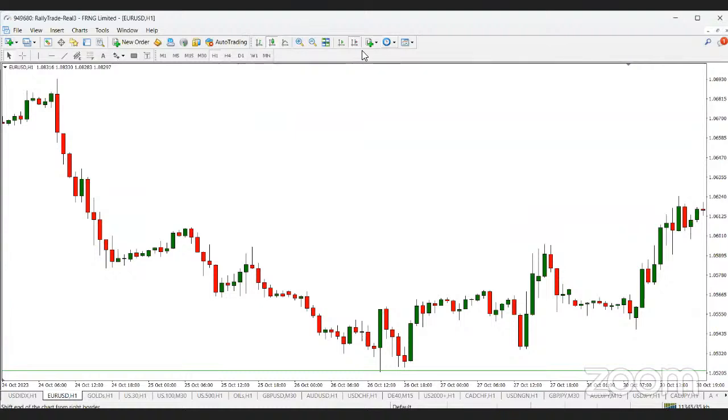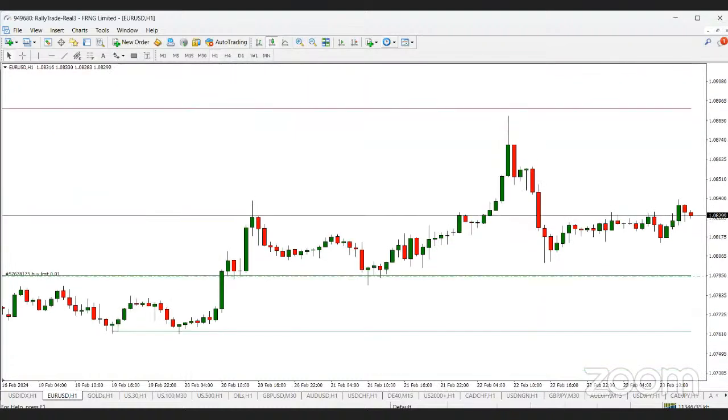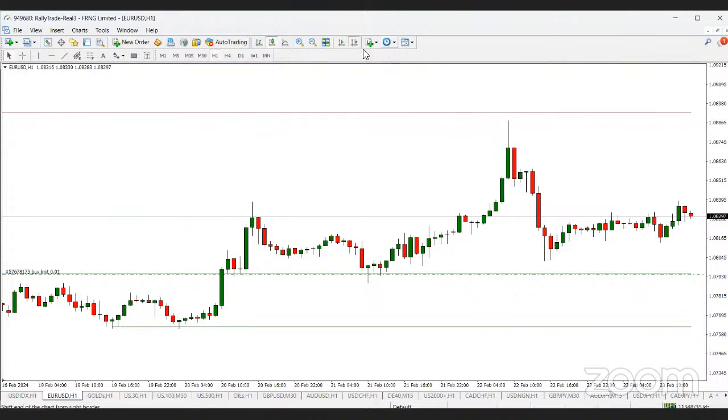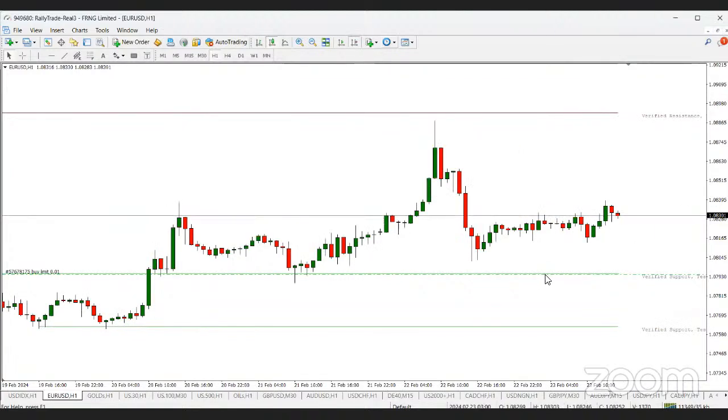So if I'm trading Euro USD, just like you see on my chart, first of all, I could even have a buy limit around this verified support here. I could have a buy limit as I currently do. I could have a buy limit around here.